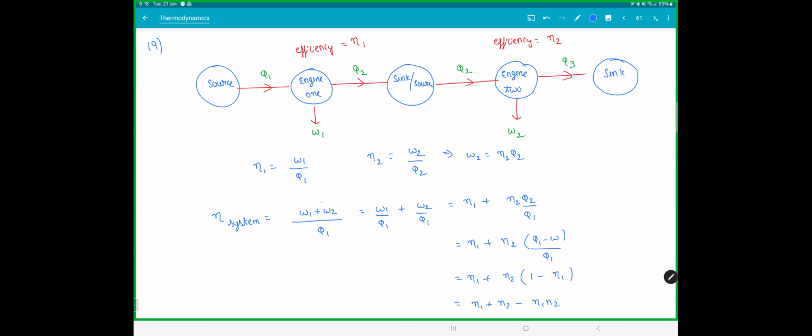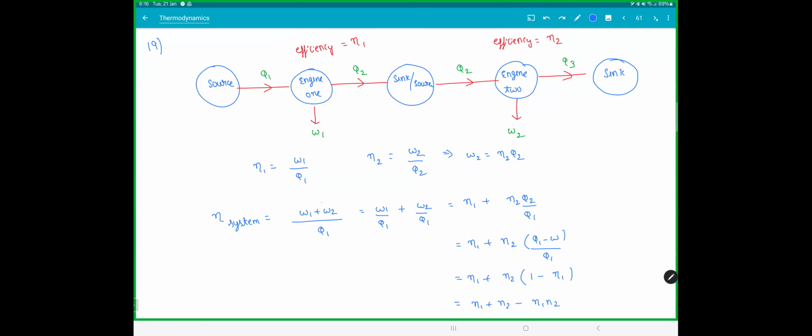Why is it only W2 by Q1? What is the total heat you are giving to the system, God? Q1, right? If I take this whole thing as one engine, what is the input? Q1. Q2 is internal. Clear with this?